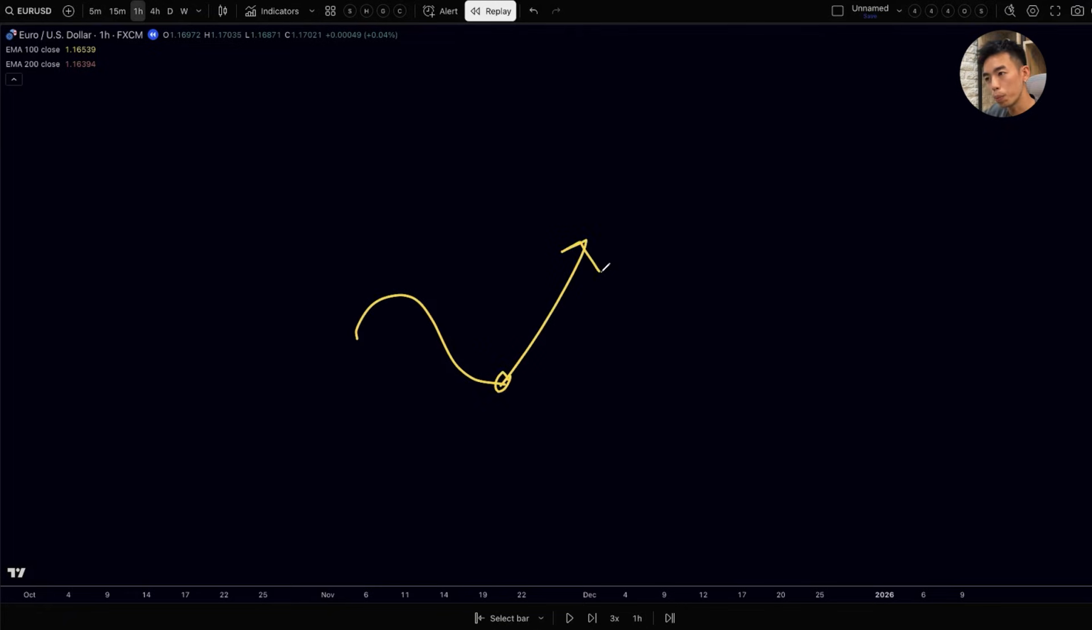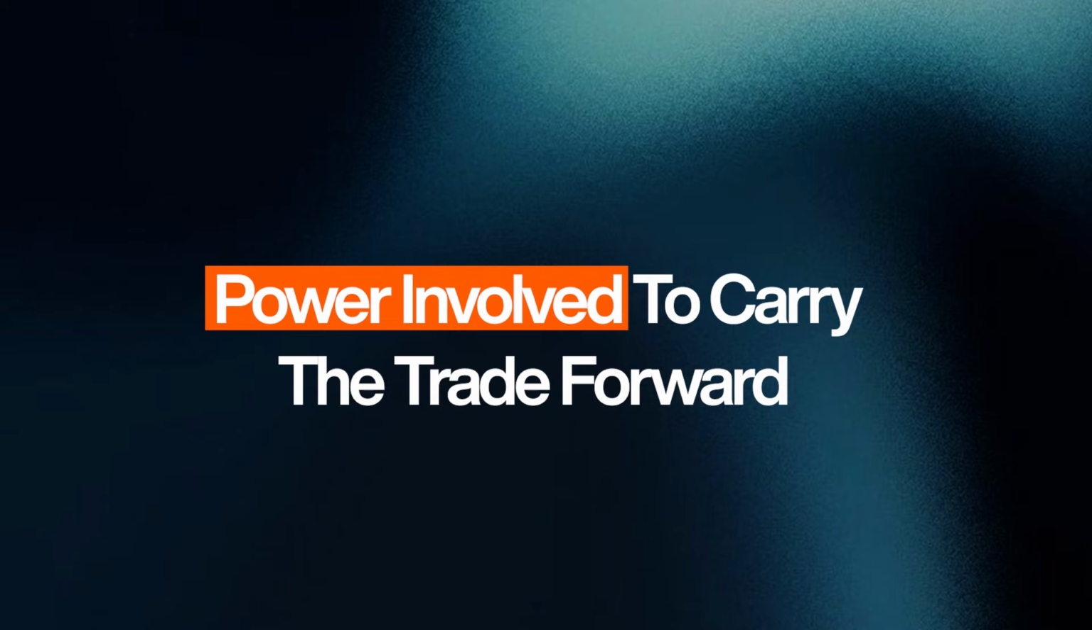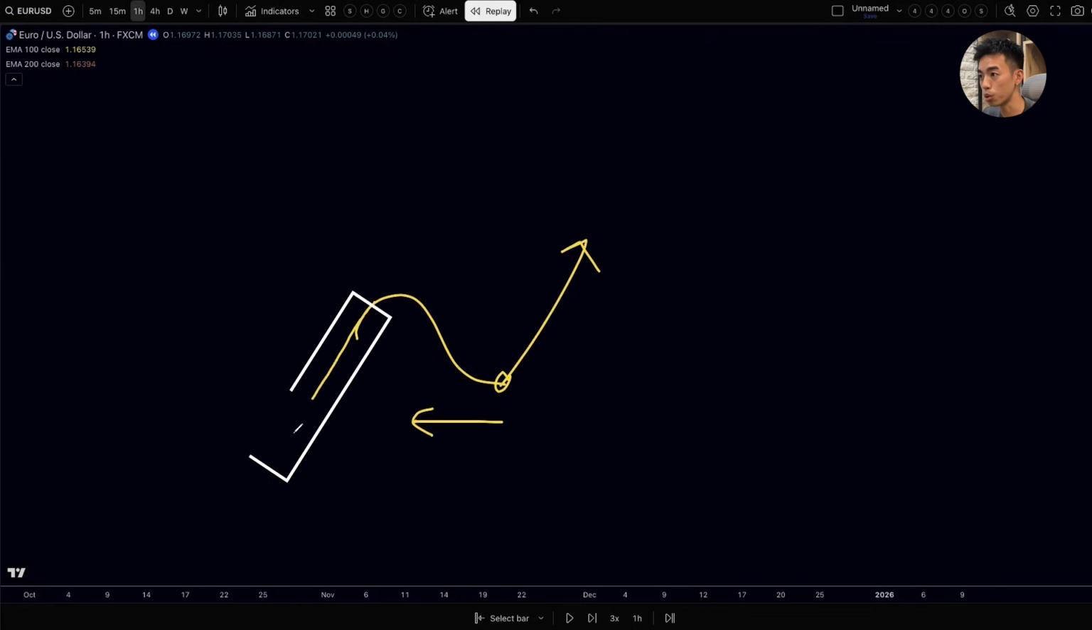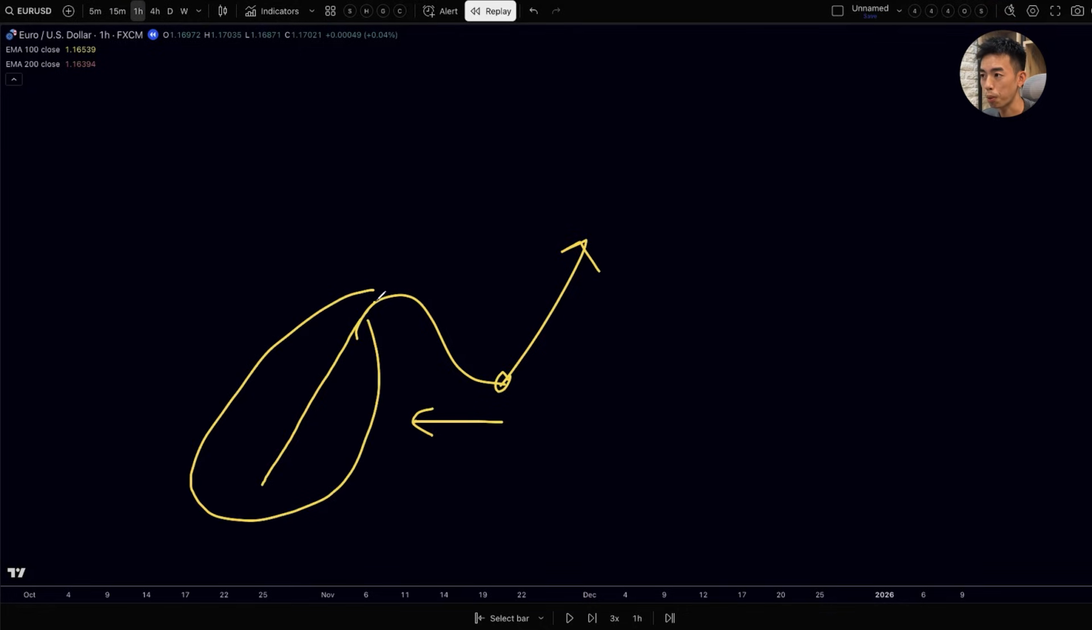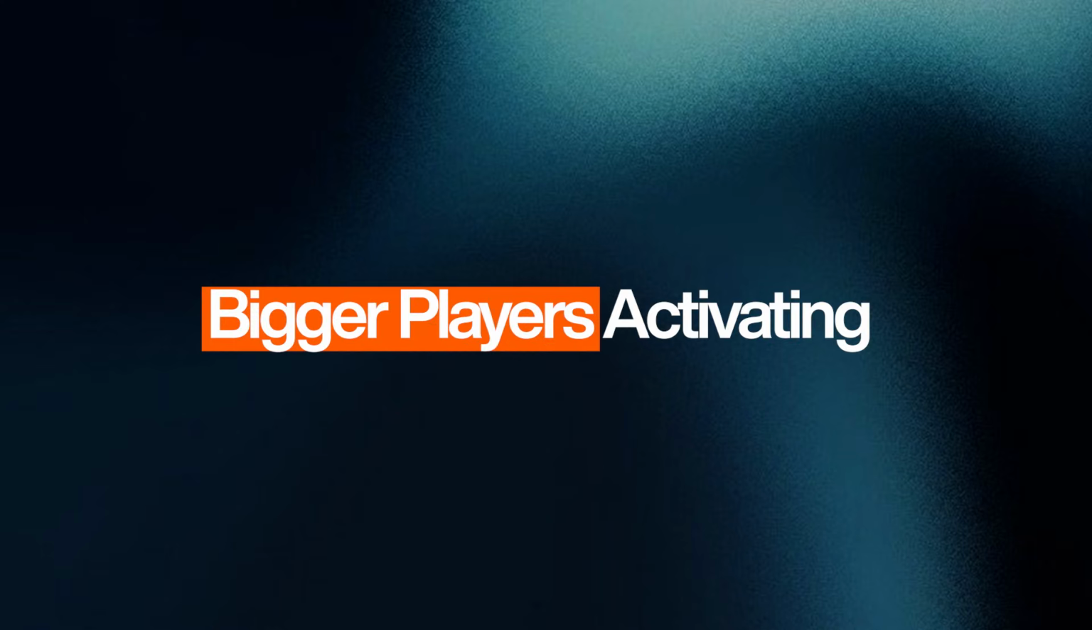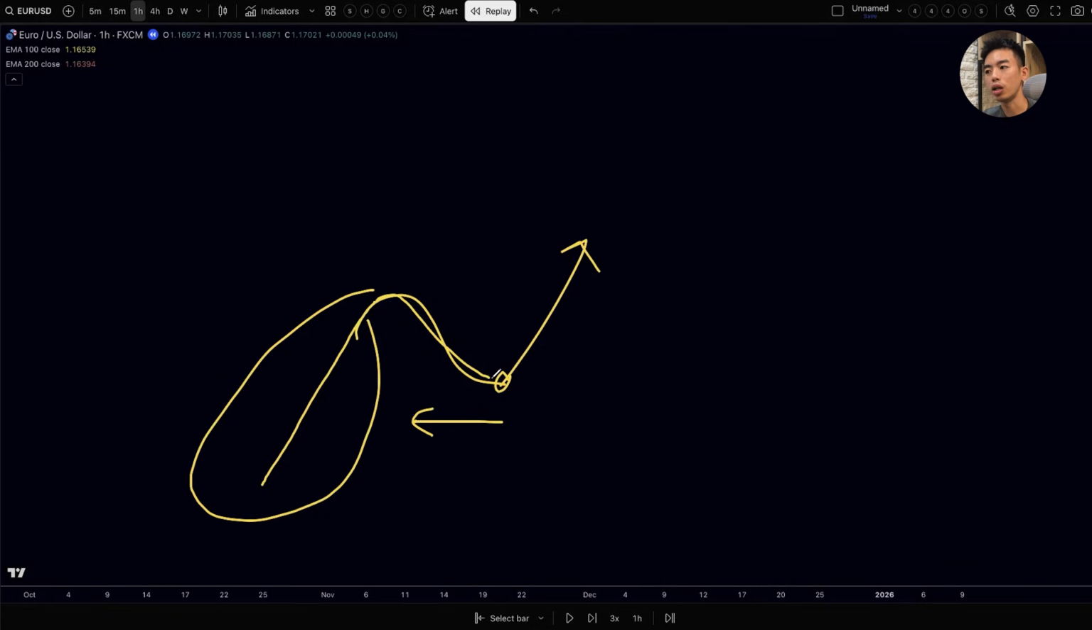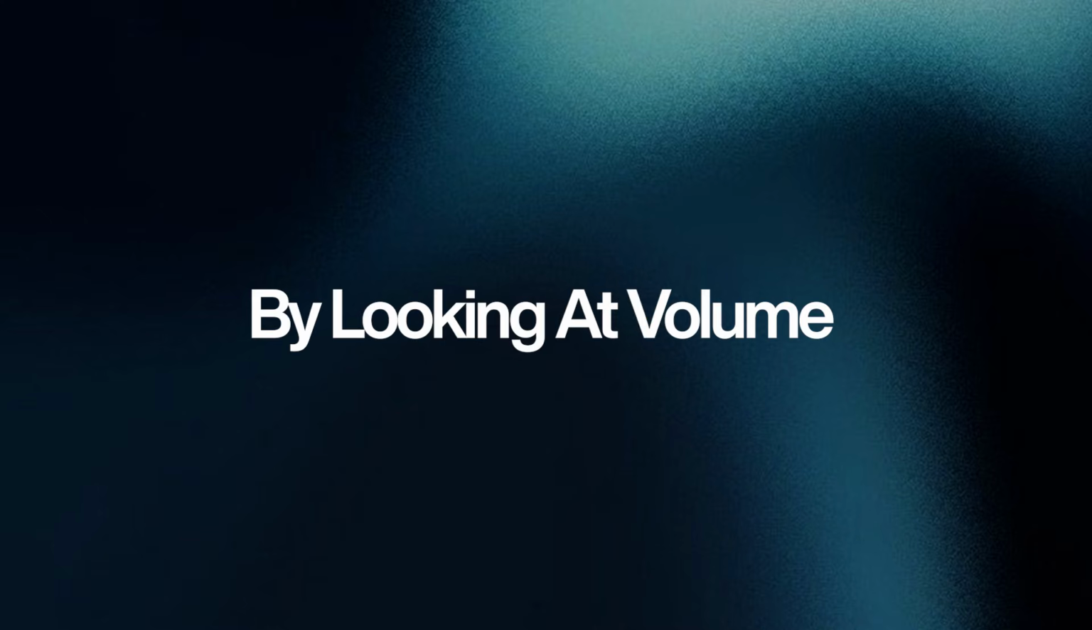Now before the pullback and test even comes in, we need to first make sure that whatever happens prior, there is power involved to carry the trade forward. So this move here becomes the crucial aspect of this entire strategy. We need to make sure that this move towards the upside prior to the pullback coming in needs to come with the bigger players activating. And how do we know the bigger players are activating? We do that by looking at volume.